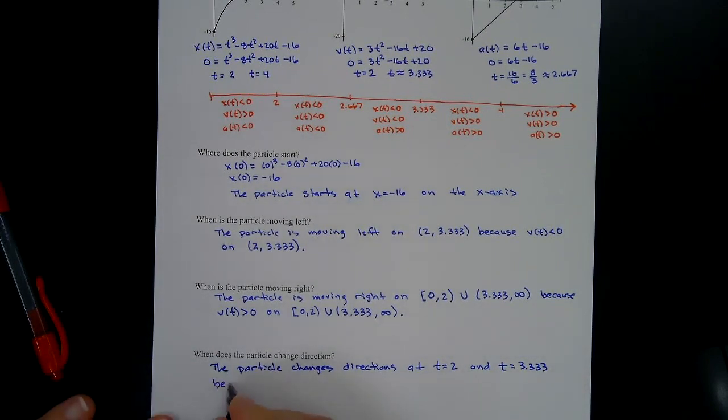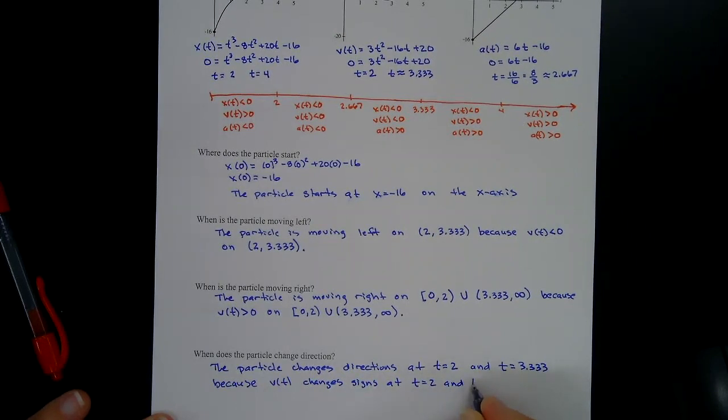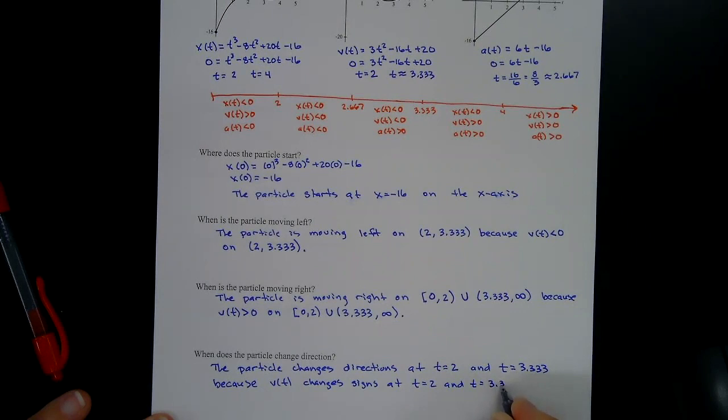because v of t, and I'm just going to say it's those two, because v of t changes signs. And I'm fine if you say that. v of t changes signs at t equals 2 and t equals 3.333. You cannot just say, oh, v of t changes signs. No, it's the fact that it's changing signs at those two values that is why we know it changes directions at t equals 2 and t equals 3.333.